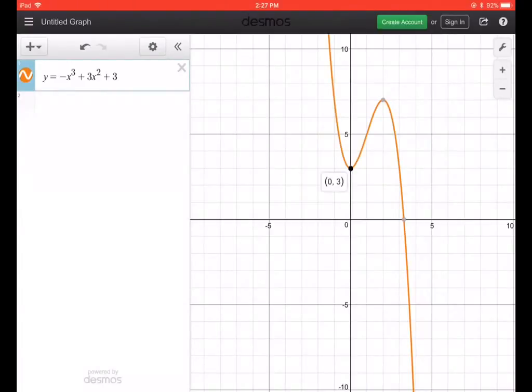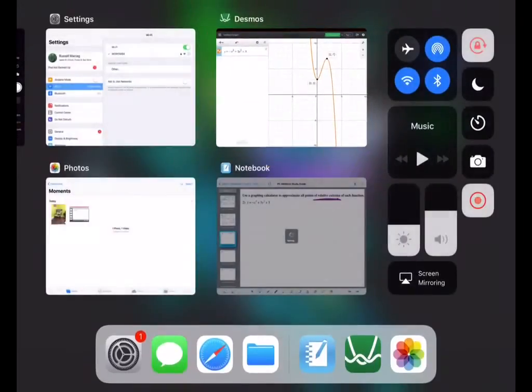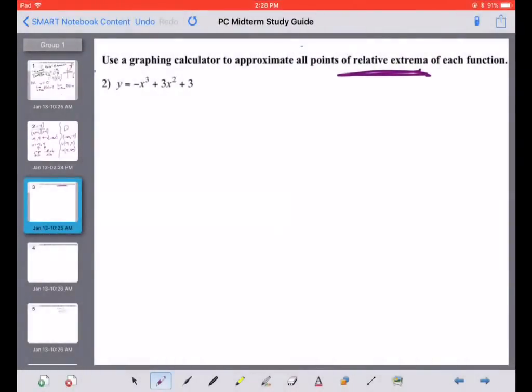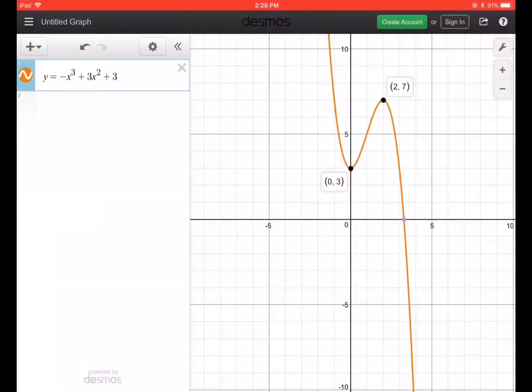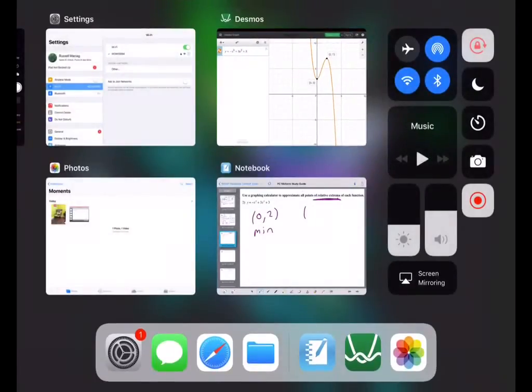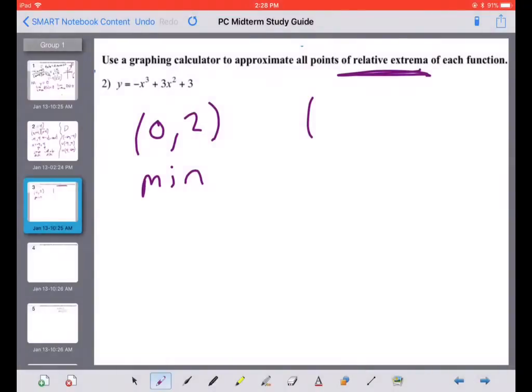But we do see a local extrema at 0, 3, and at 2, 7. So when we're doing this, we usually only care about the y value for our local extrema. So let's go back to our study guide and actually do some notes. So we had a local extrema at 0, 3, and that was a min. And then we also had another one, and I already forgot it, a max at 2, 7. Sorry. And this one was at 0, 3, not 0, 2.